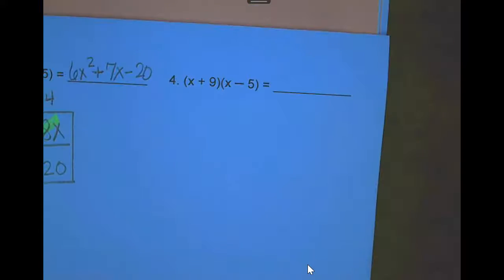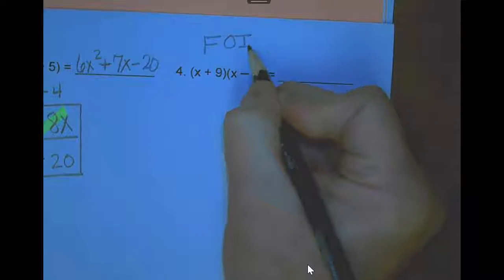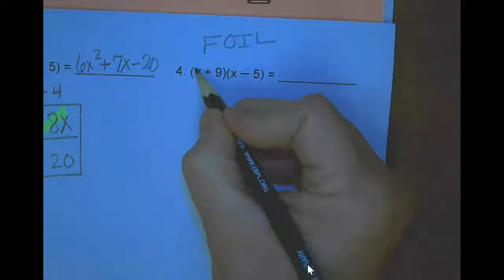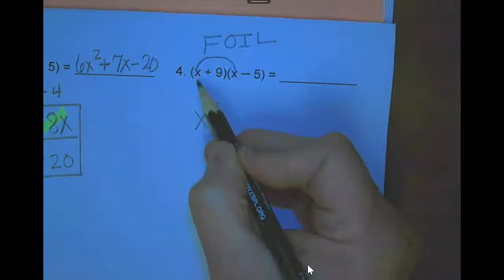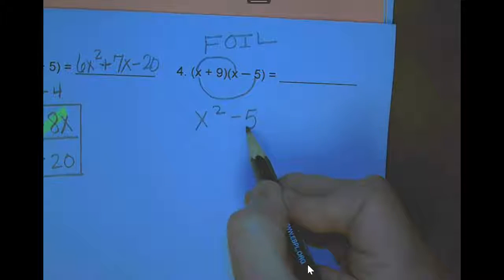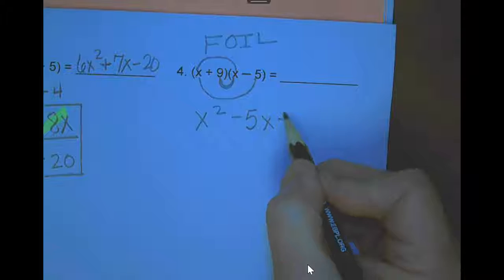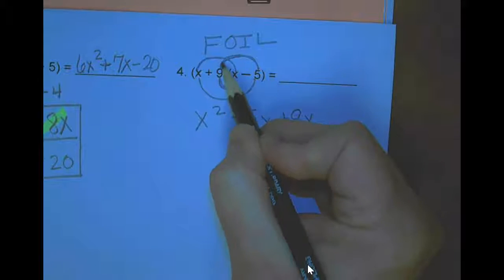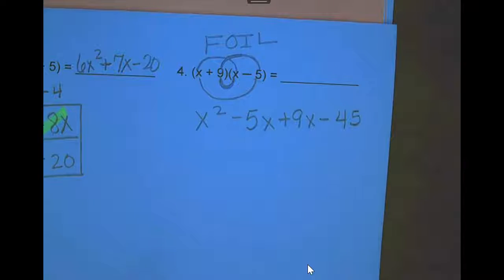Now, just to show you the difference on this next example, I am going to use FOIL. FOIL is an acronym. The F stands for the first times the first. X times X is X squared. The O stands for the outer term, X times a negative 5. I stands for the inner term, so that's a 9x. L stands for this last number times that last number, and that would be a negative 45 when you multiply 9 times a negative 5.